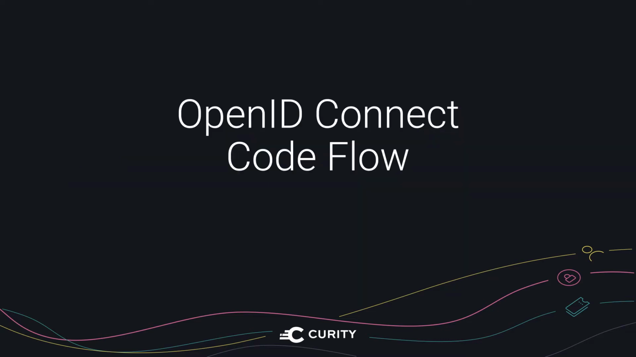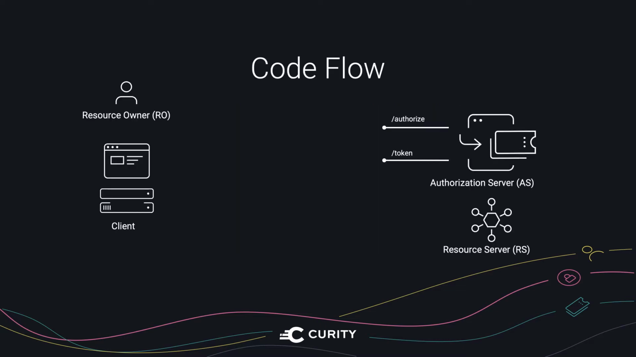So let's start with the OpenID Connect code flow. We have a web application in this example, and we have the resource owner as before, and we have the resource server, the API, and we have the authorization server. Now, if we want to do an OpenID Connect code flow, the authorization server becomes an OpenID Connect provider, or an OP. The endpoints are still the same. We have the authorize endpoint and the token endpoint, but they are now OpenID Connect capable.